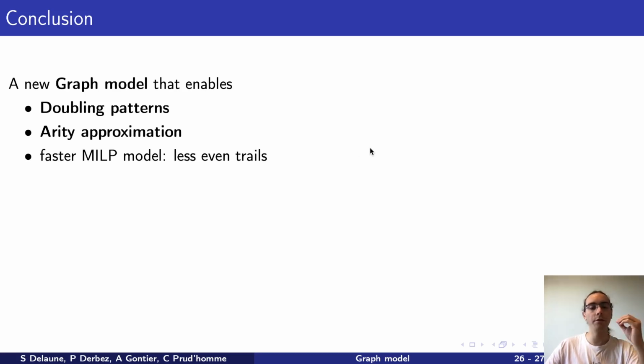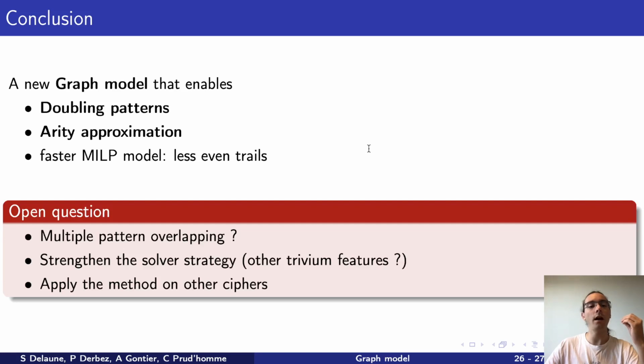For the open questions, the first big question is how to prevent the multiple pattern overlapping, because we want to use as many patterns as possible, but the multiple pattern overlapping we think is a really hard question. We could also strengthen the solver strategy with other Trivium features than the arity. Maybe there is some structure we can utilize here. And we could also apply the graph model method to other ciphers.